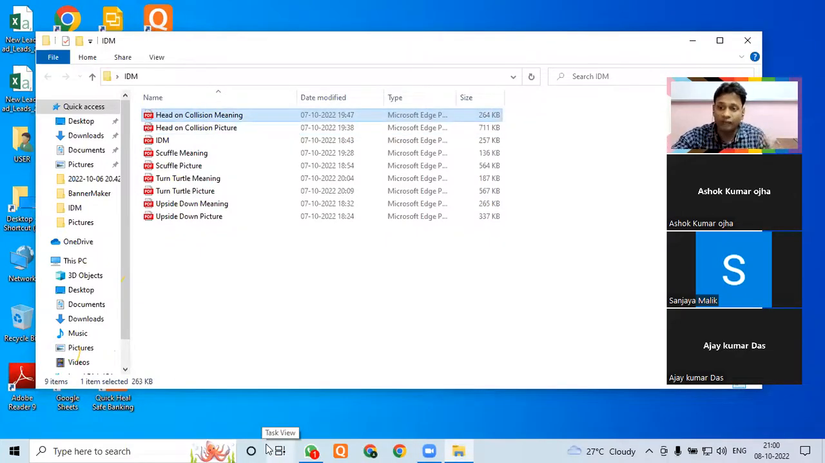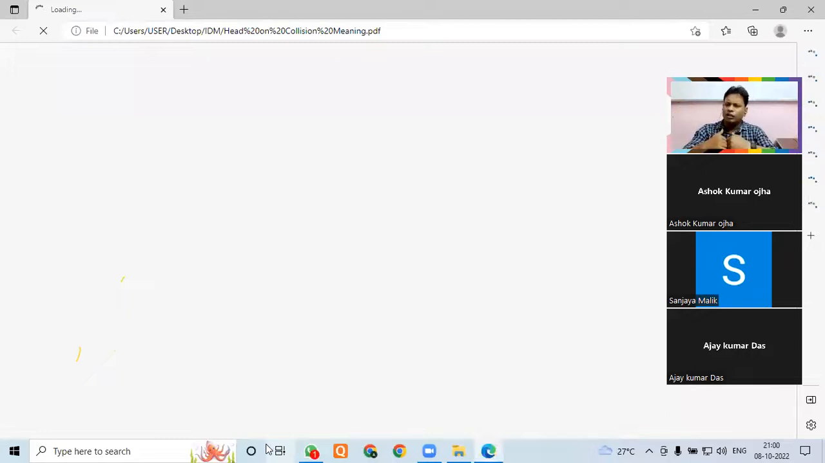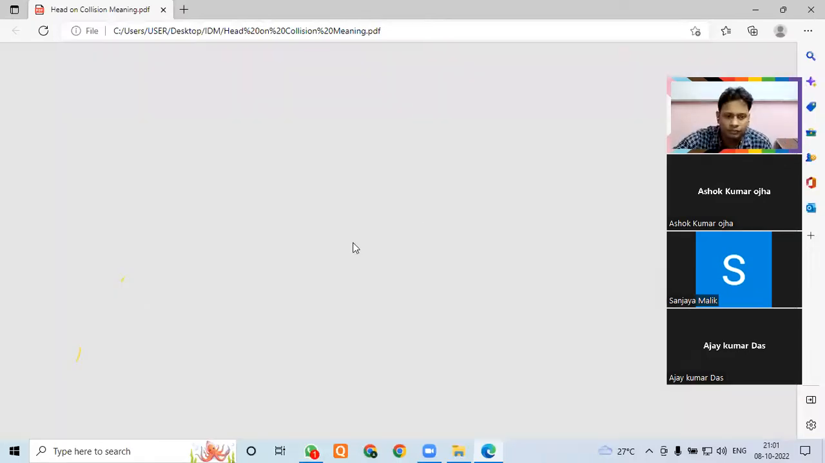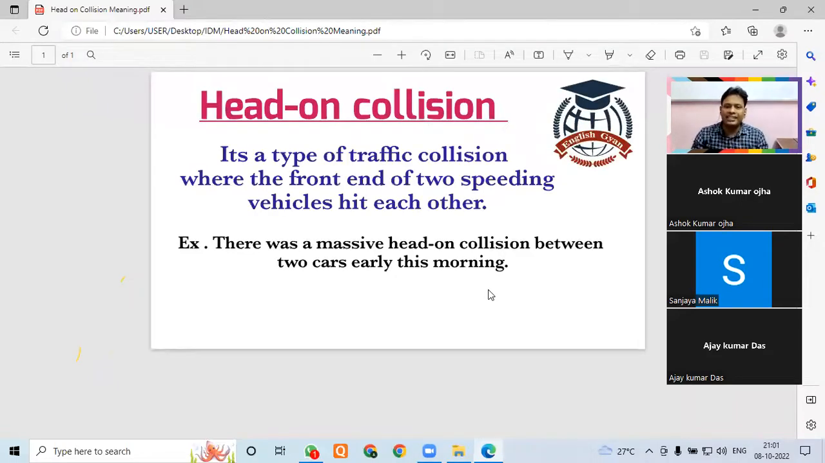Head-on collision means whenever two bikes, two cars, or two trucks, or any vehicles, A plus B, it can be anything, that is front end to front end. So that is called head-on collision. It's a type of traffic collision, where the front end of two speeding vehicles hit each other. Let it be a car, a bus, or a bike, something like that. The front end of two speeding vehicles hit each other, and this is called head-on collision.